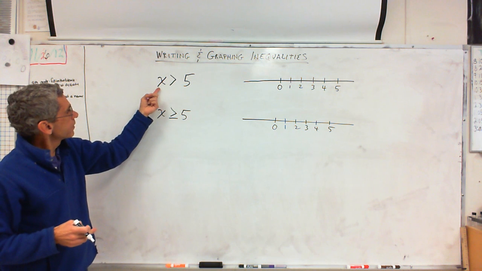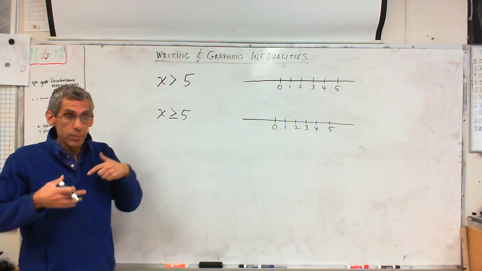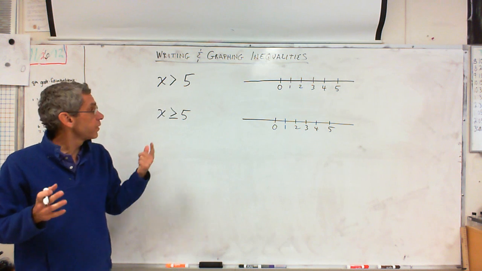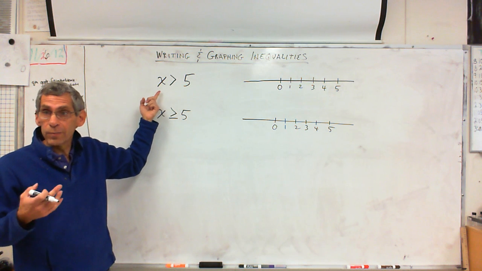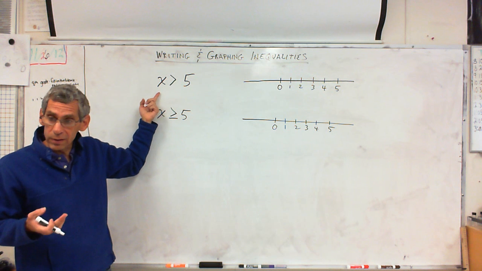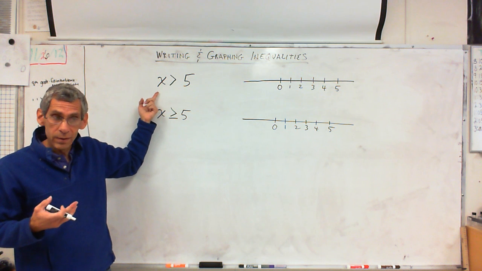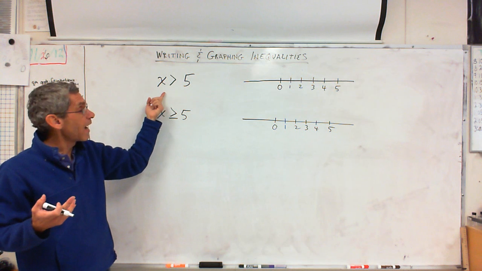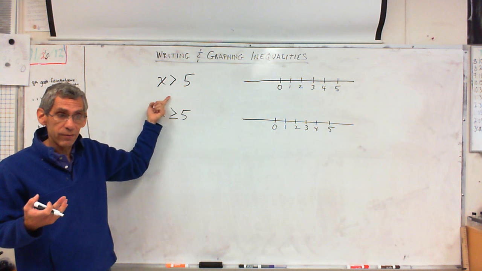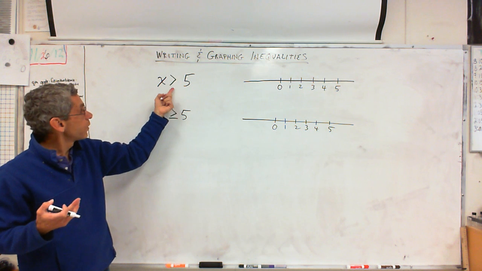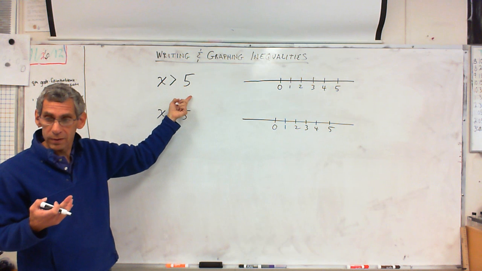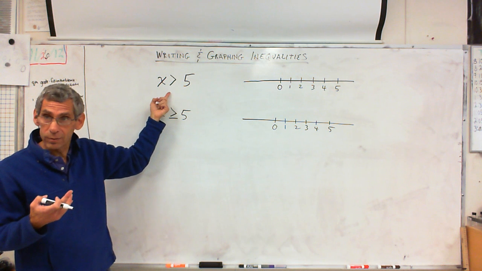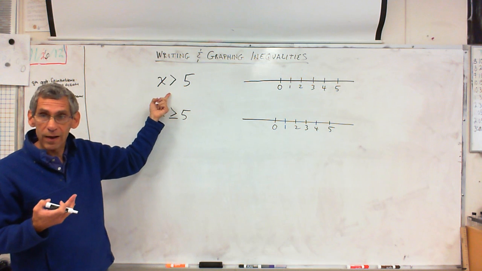So it says x is greater than 5. That means bigger than 5, right? Could x be 6? Yes. Could x be 100? Yes. Could x be 1,000,000? Yes. Could x be 1,000,000,000? Yes. X could be anything bigger than 5, right? Could x be 5? No. It has to be bigger than 5. It could be 5.1, 5.000000001, but it can't be 5.